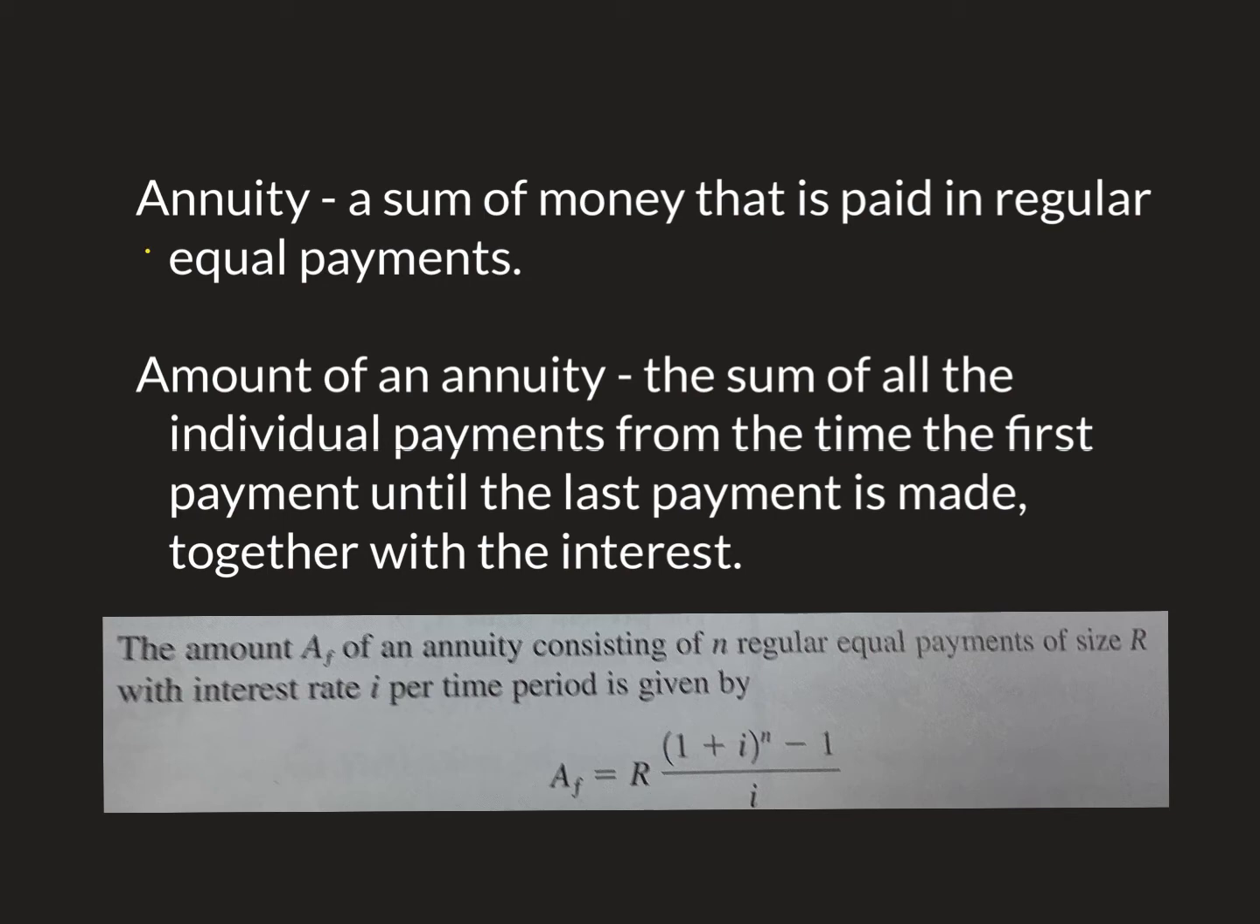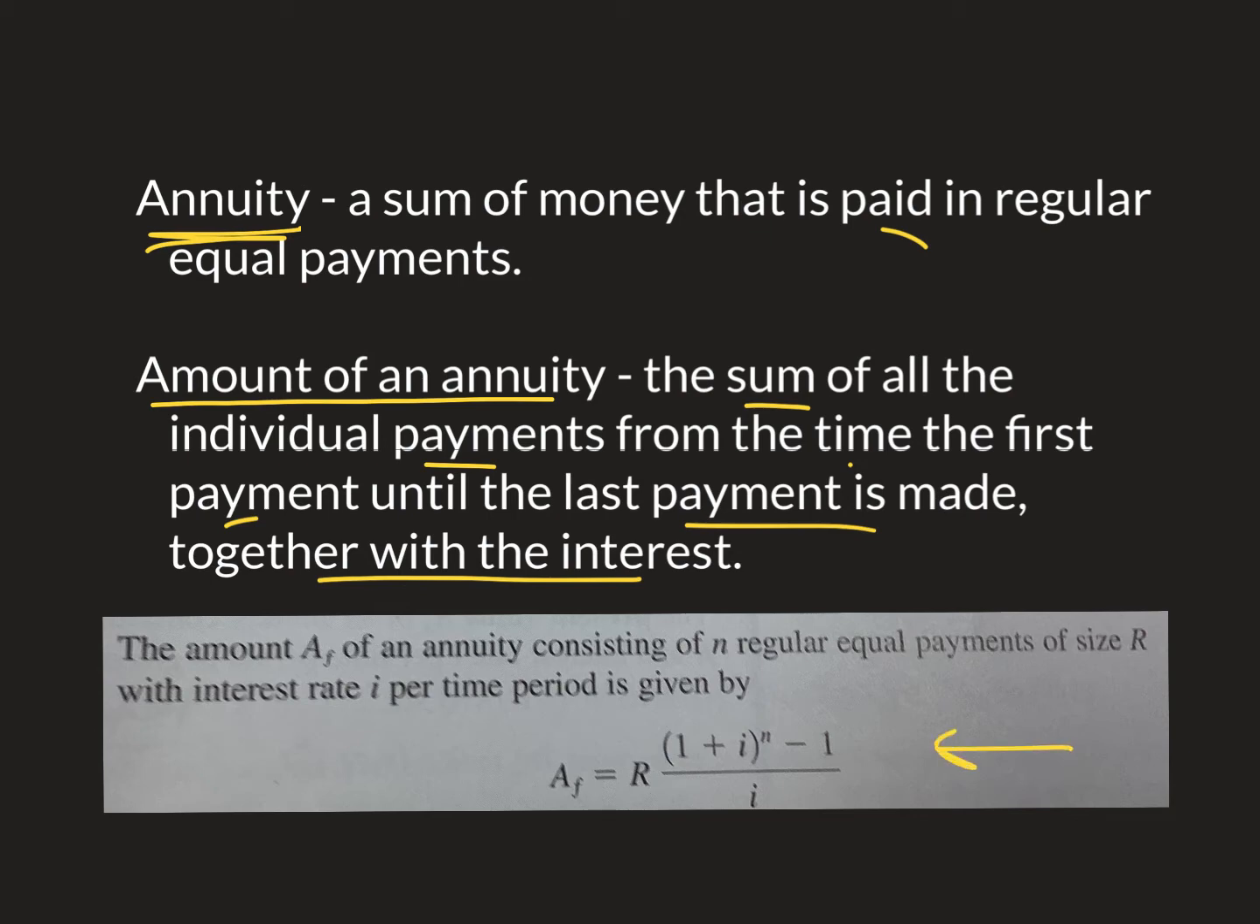First word is annuity, and that's what a lot of what we're going to do today is about. An annuity is a sum of money that's paid in regular equal payments. So if you own an annuity, they will pay you in regular equal payments for the rest of your life or whatever. The amount of an annuity is the sum of all the payments from the time the first payment's made until the last payment's made, coupled with the interest. So three things for the amount of an annuity: all the payments altogether, including the interest.